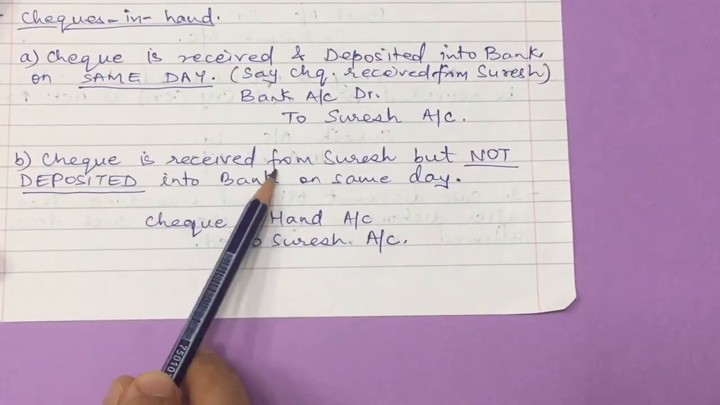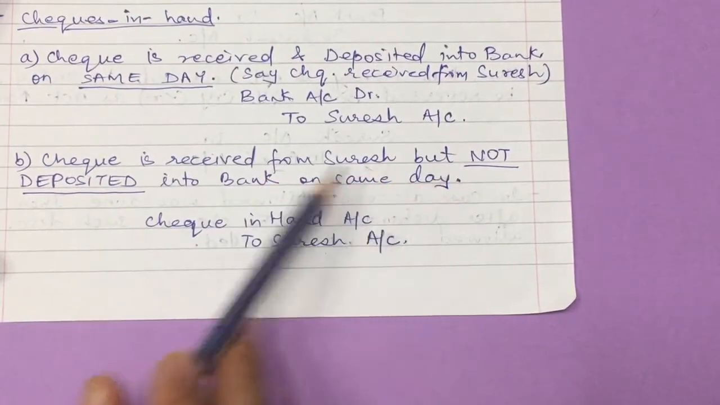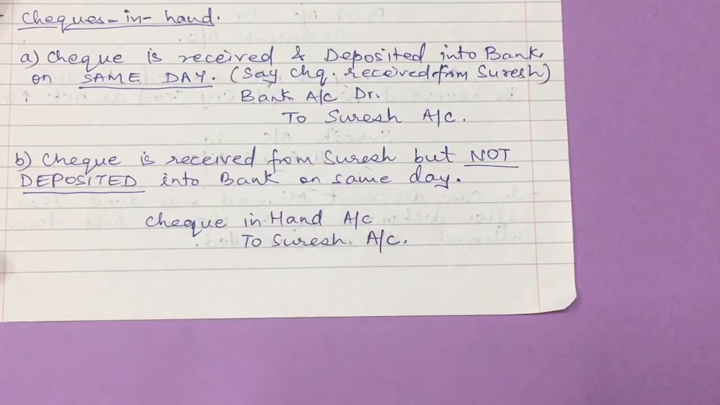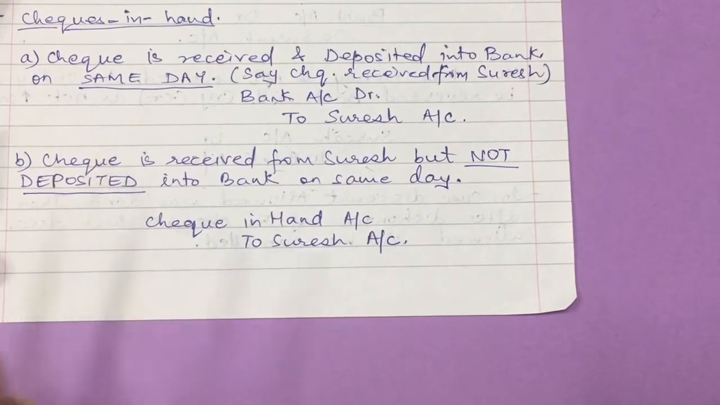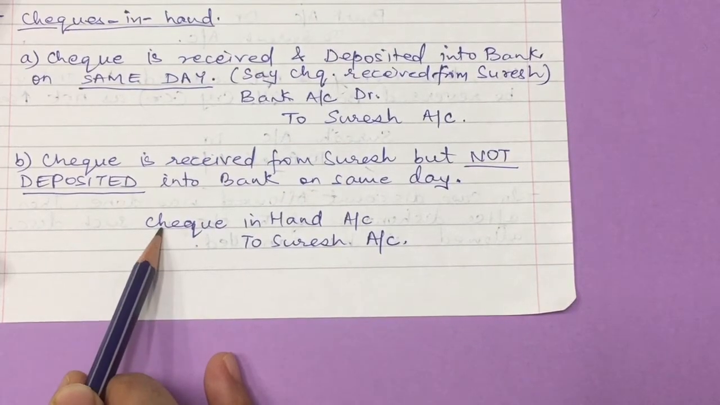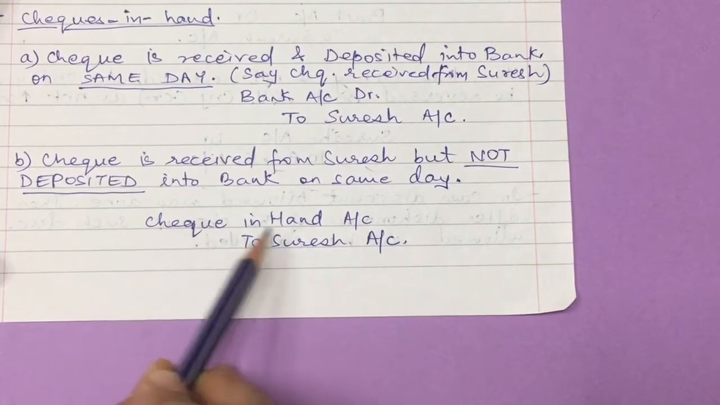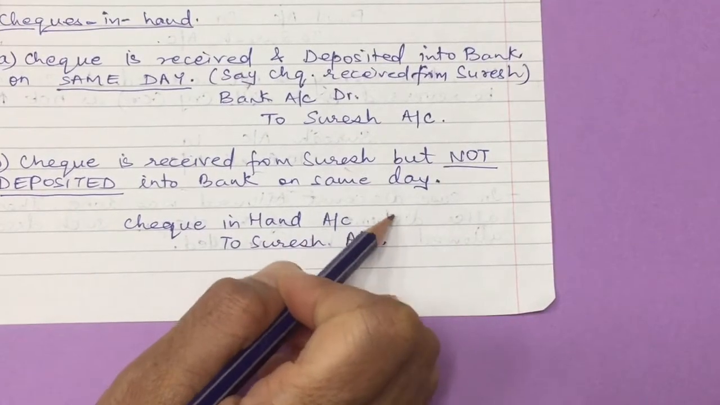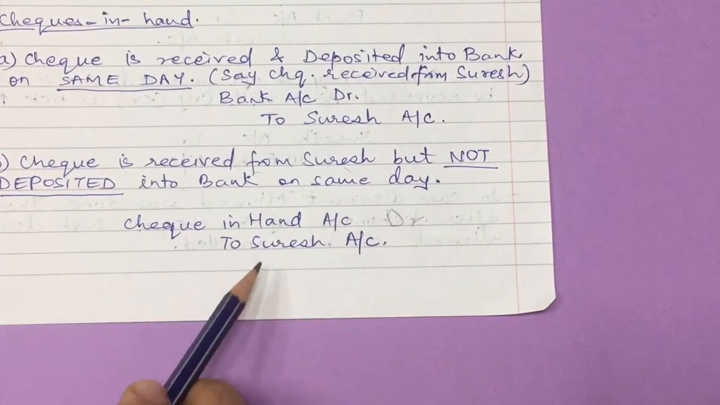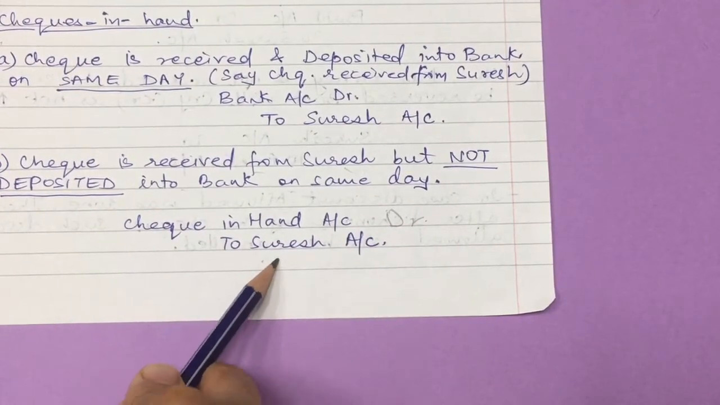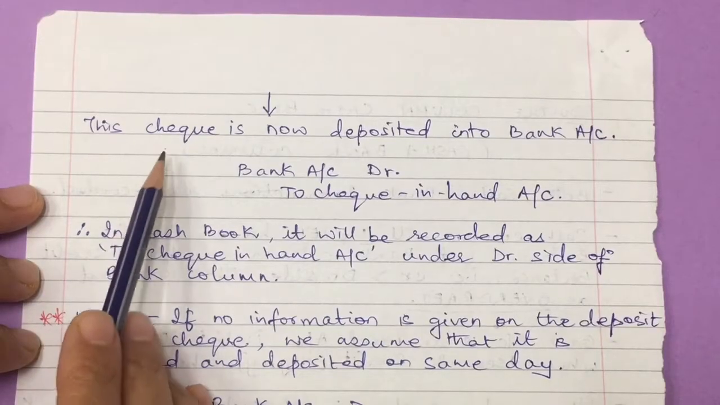Now check is received from Suresh but not deposited into bank on same day. Alright, my check is there. It is an asset now for me. It is in my hand. I am dancing. So check in hand account will be on the debit side. From where I have got this check? To Suresh.